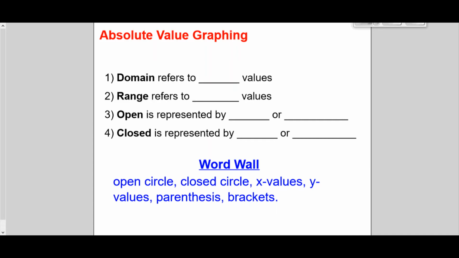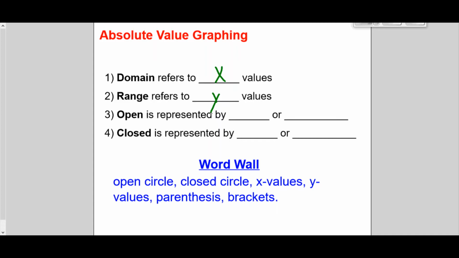So before we begin, I just want to remind us of a couple things. The first is that domain. Remember, that's your x values. That's how far left and right your graph moves. The range, remember, that's your y values. That's up and down. That's how far down and how high up your graph goes.